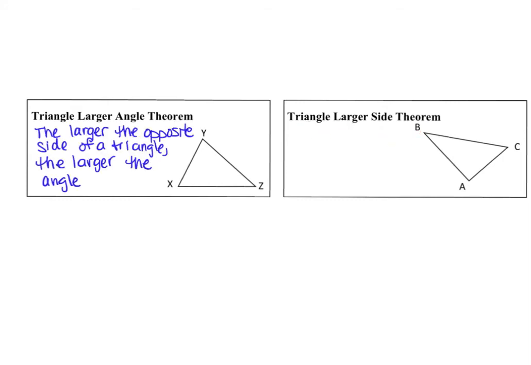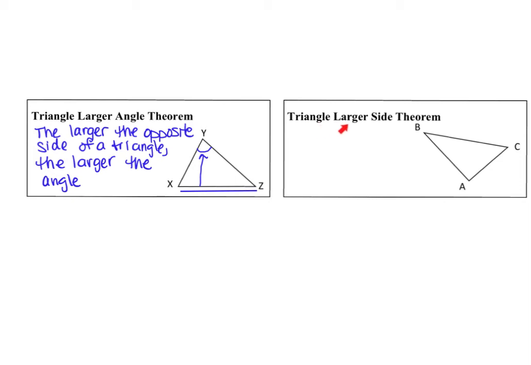side theorem. The triangle larger angle theorem basically states that the larger the opposite side of a triangle, the larger the angle. So if we look at this triangle, for example, let's say that segment XZ is the larger side. If XZ is the larger side, the angle opposite of that will be the larger angle, which would be angle Y.